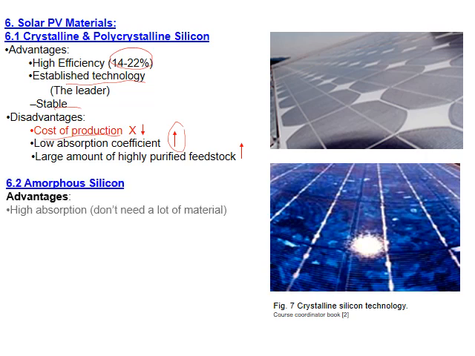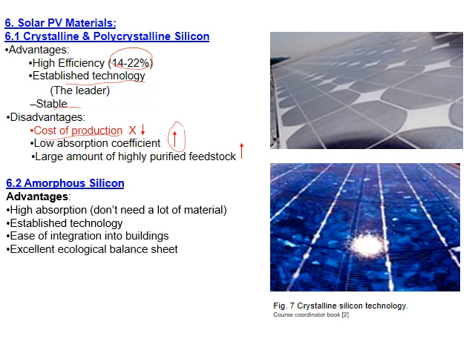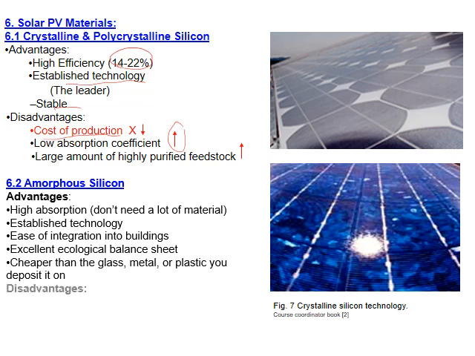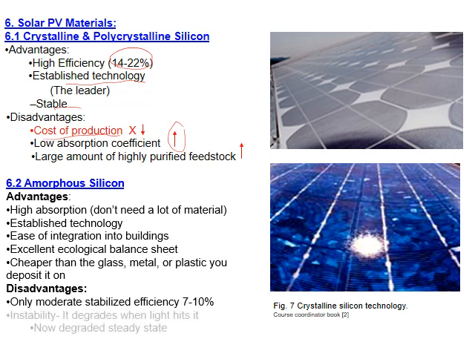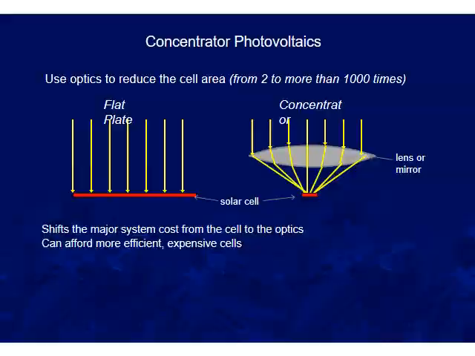For amorphous, the advantages are high absorption, because of the material. It is an established technology also, and easy to integrate into buildings because it's flexible, as we'll explain later on. It has an excellent ecological balance sheet, so its impact on the environment is less. It's cheaper, with glass, metal, or plastic deposited on it. It's a very cheap material. Now, the disadvantages: its efficiency is low, and it has instability, it degrades in some cases.